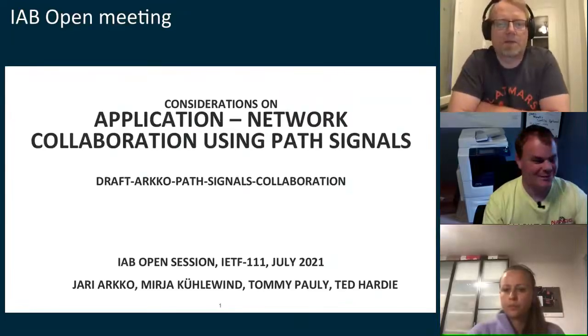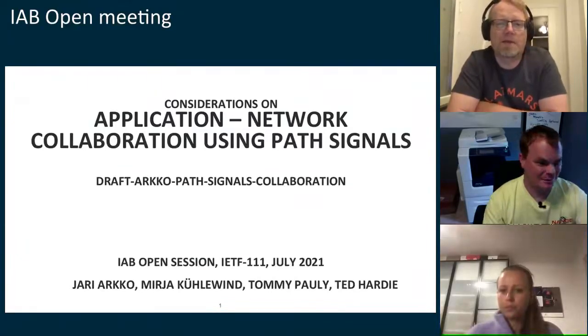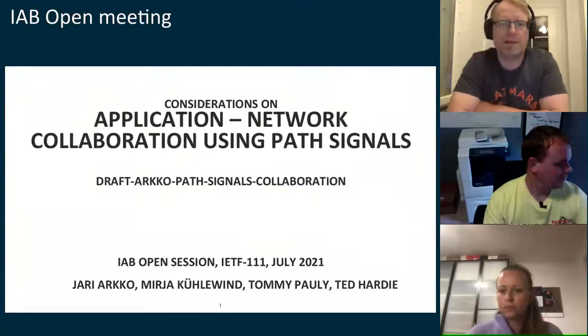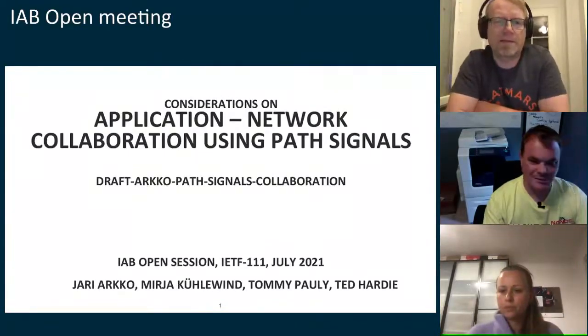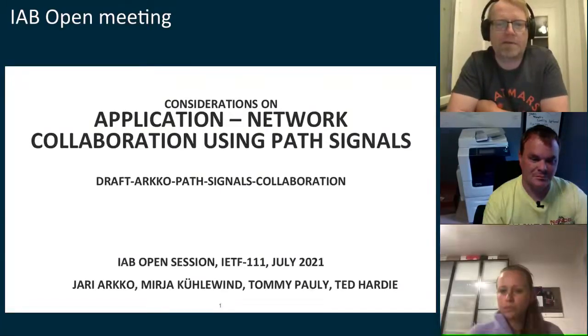So this is a topic that some of us current and ex-IABers have been talking about: application network collaboration and path signals and how to do them properly. The name of the draft is actually mistakenly set here as draft-arco-path-signal-something, but it should have IAB there somewhere: draft-arco-iab-path and so forth. Okay, next slide.